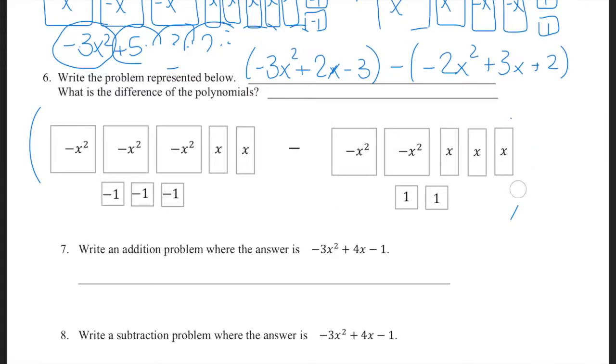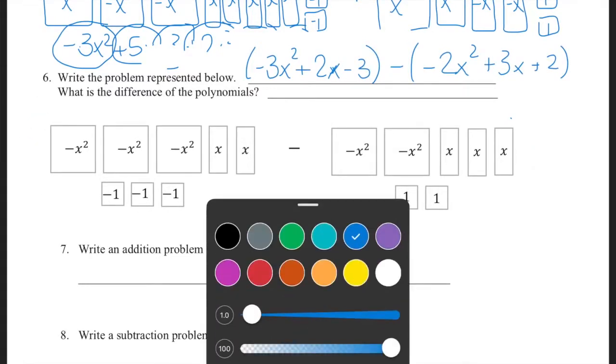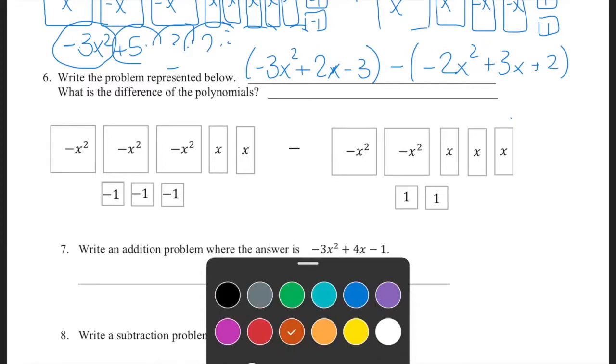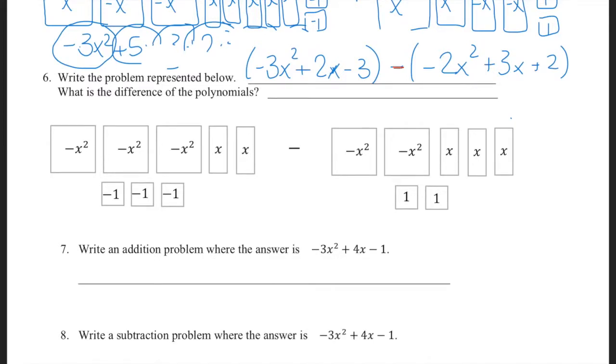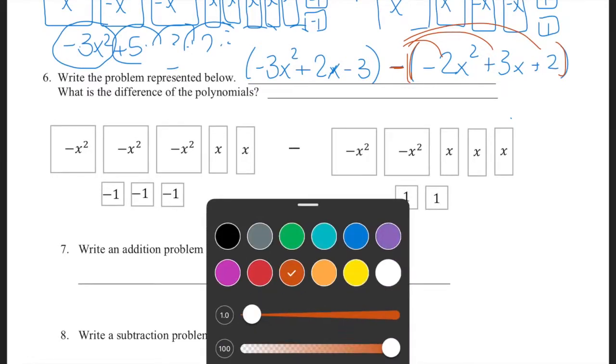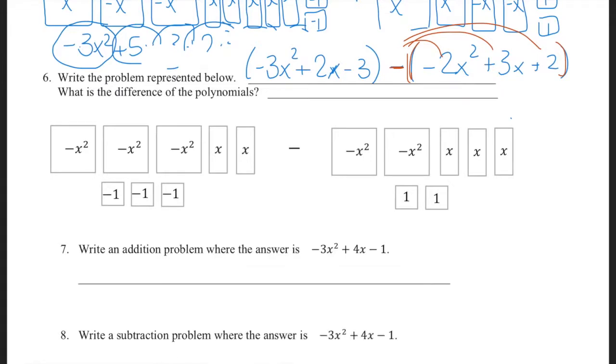Now we have to be careful with difference. Remember that, let me change colors here. Remember that when you have a minus sign in front of parentheses, you are really distributing a negative 1. All right, you remember this back from equation solving. So we can't just recopy everything without the parentheses. We have to actually make sure we distribute. In the second polynomial, we have to distribute a negative 1.